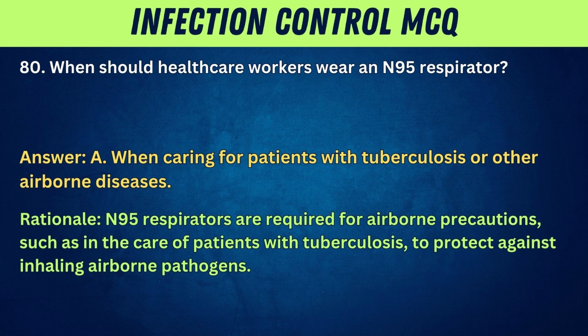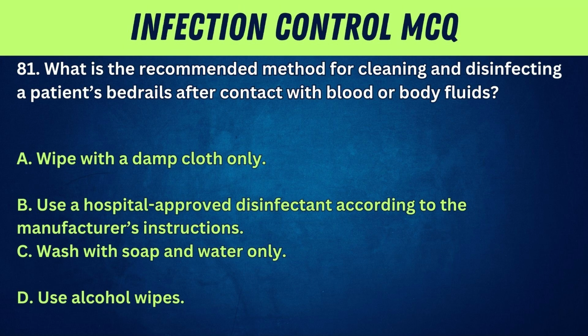Rationale: N95 respirators are required for airborne precautions, such as in the care of patients with tuberculosis, to protect against inhaling airborne pathogens. 81. What is the recommended method for cleaning and disinfecting a patient's bed rails after contact with blood or body fluids? A. Wipe with a damp cloth only. B.